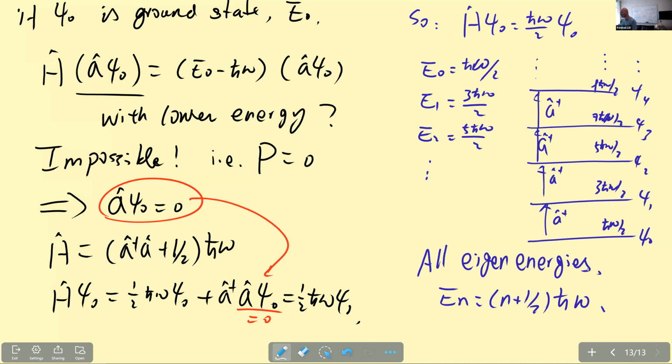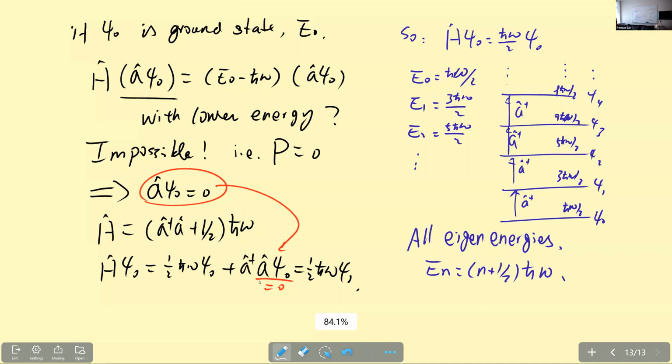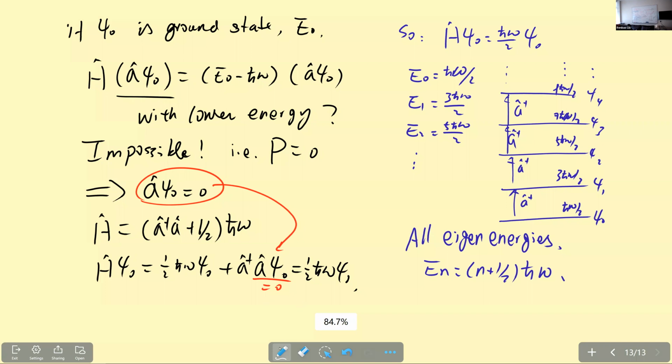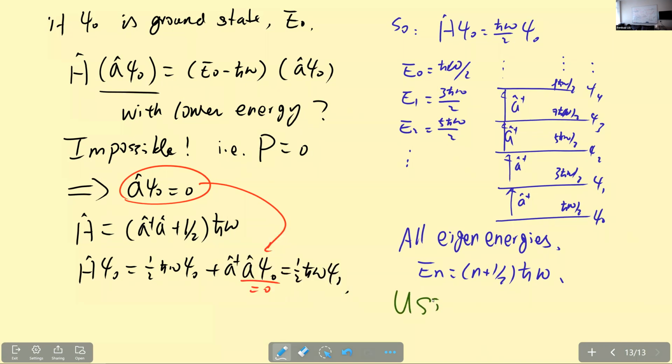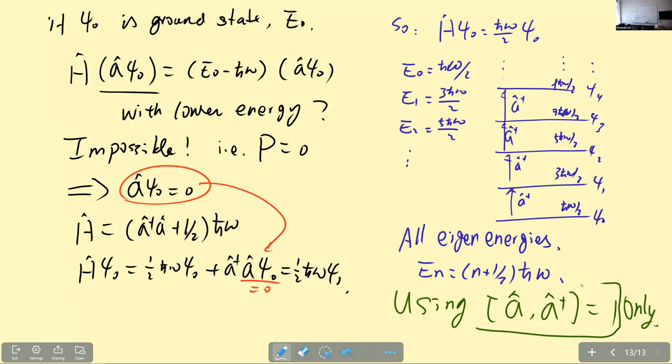And remarkably, if we go back to the derivation, we have only used a a† commutator equals 1. Only. So this is a beautiful demonstration of the method using algebra.